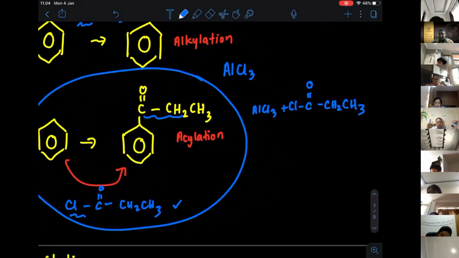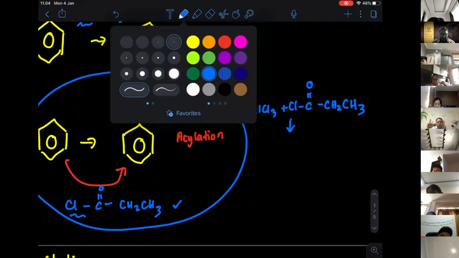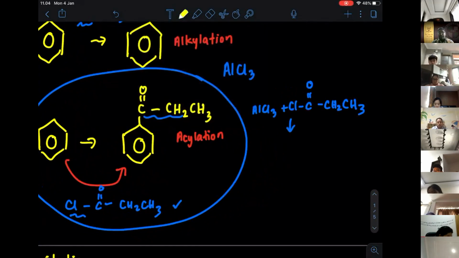So what's going to happen? Generally, if they ask you to show the curly arrow, the electron will go towards the Cl. So the Cl will become negative and this one will be partially positive over here. Next, the Cl will go to AlCl3. So what's going to happen? You are going to get AlCl4 minus.